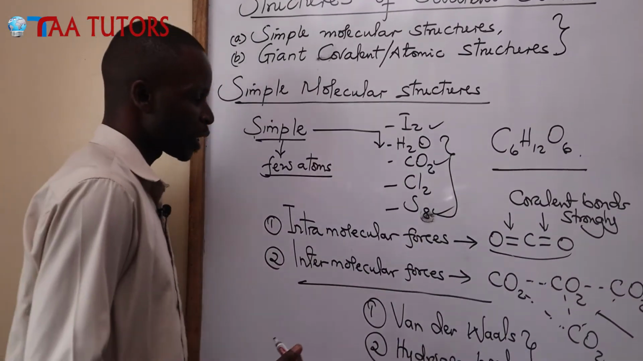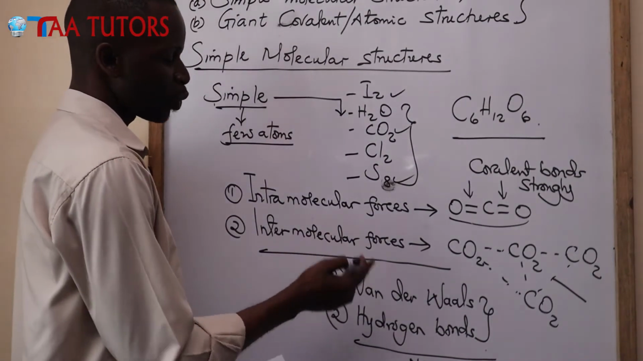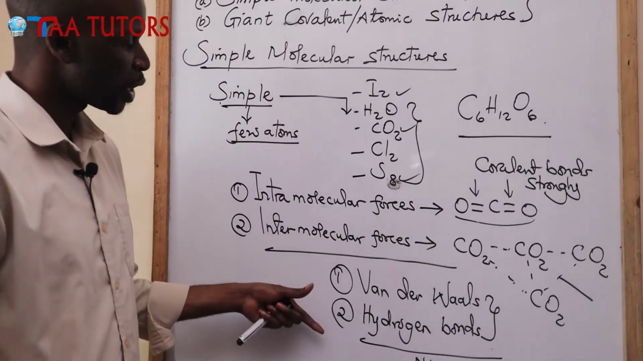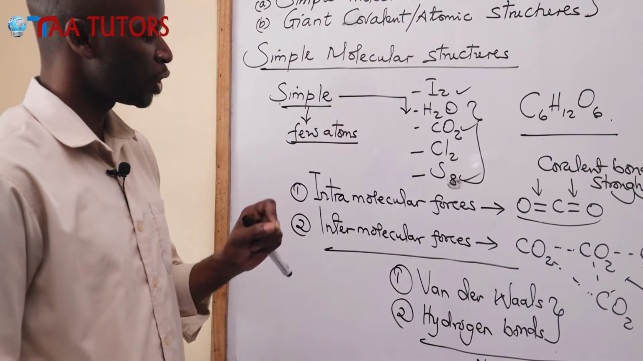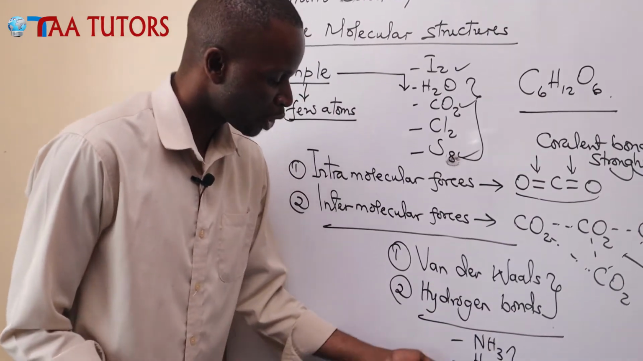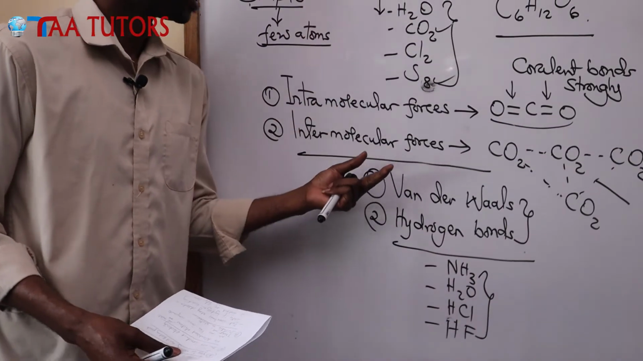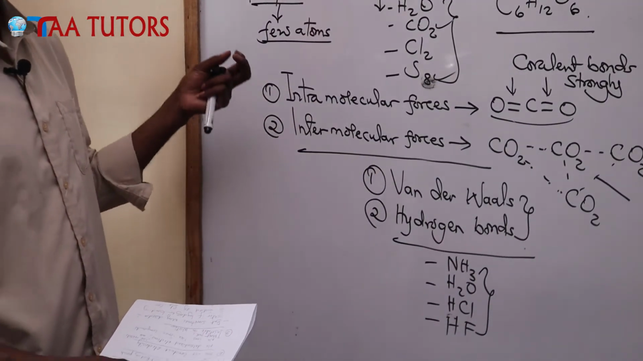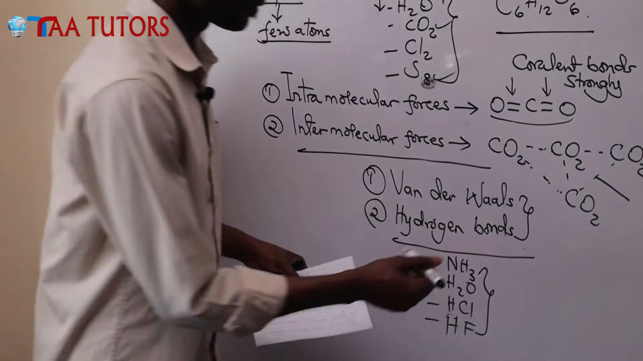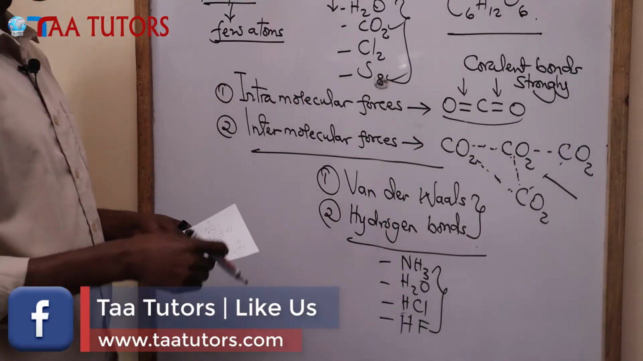Now, I've explained that there are two types of weak intermolecular forces here. Remember that compared to ionic bonds, these forces are very weak. That is why substances with simple molecular structures have very low melting and boiling points, and are mostly gases at room temperature. For example, hydrogen chloride, hydrogen fluoride, ammonia, chlorine, oxygen, carbon dioxide. They are gases at room temperature because they have very weak forces of attraction, which can be easily broken by using very little heat energy.